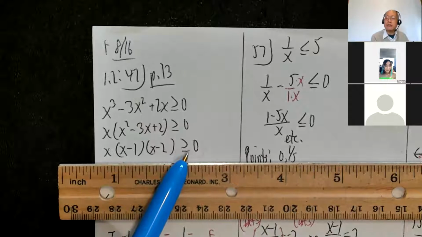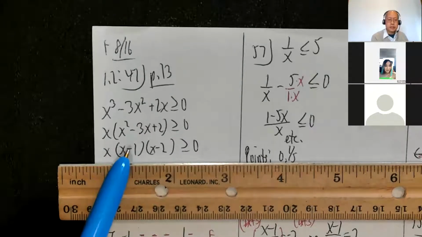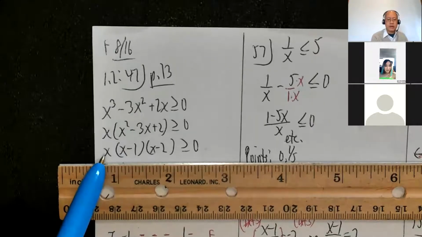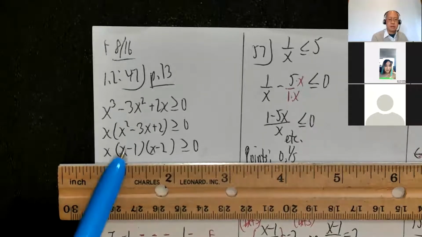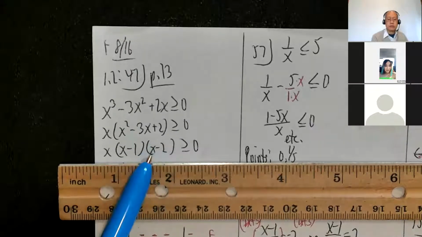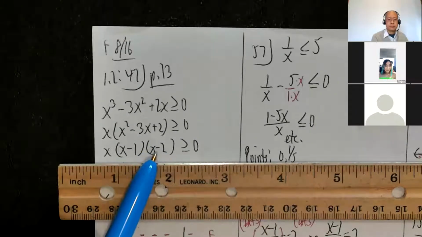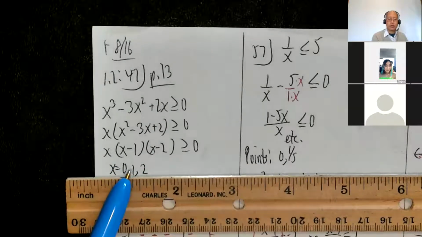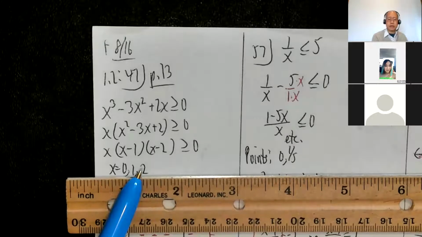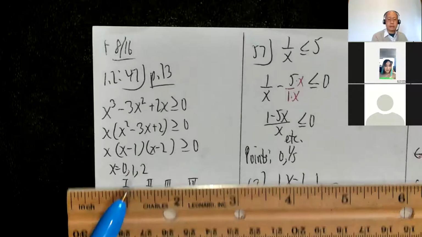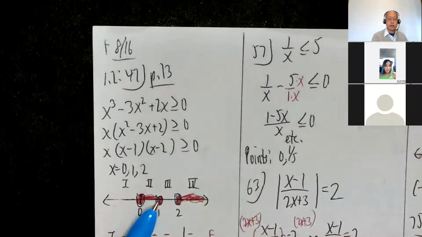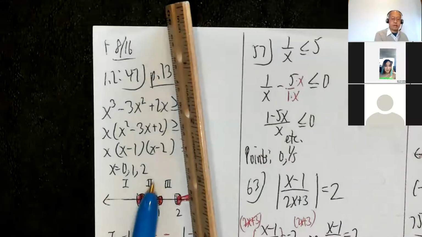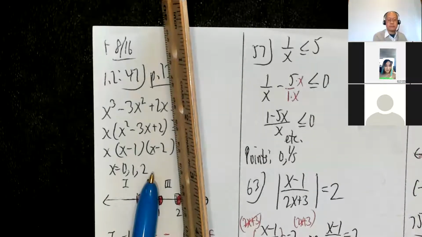Looks like I'm going to have 3 boundary numbers. So we say what number makes this 0, this 0, this 0. Well, this one's easy. What makes this 0? 0. What makes this 0? 1. What makes this 0? 2. So on my number line, I plunk down 0, 1, and 2. Those are my boundary numbers. Ignore the red temporarily. That's the finished product.